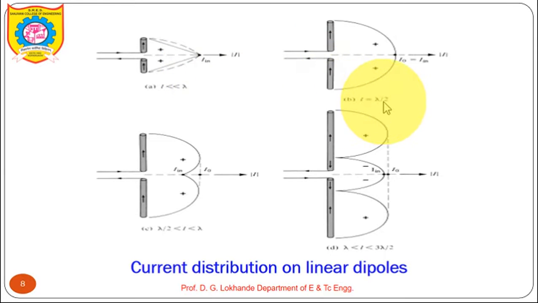If the length of the dipole is lambda by 2, then we get perfect radiation of the signal. If the length of the dipole is between lambda by 2 and lambda, then the current distribution takes place like that. If it is more than that, lambda to 3 lambda by 2, then the current distribution takes place like that. The point to be noted is that if the length of the dipole is properly selected, then proper radiation will be possible.